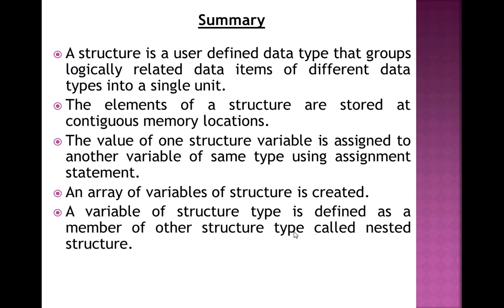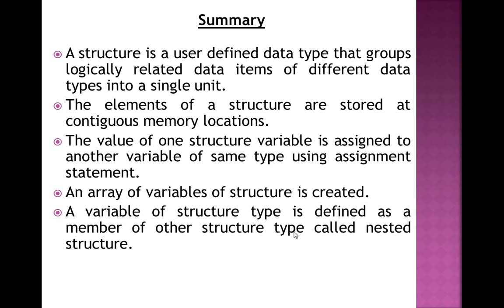Now, here are the summary points of what we have covered in today's class, that is, structure and union. The first point says a structure is a user-defined data type that groups logically related data items of different data types. Logically related means all are related, like employee ID and department number, but they are of different data types: one is int, one is char, one is float, one is double, into a single unit. The second point says the elements of a structure are stored at contiguous memory locations. Contiguous means one after another.